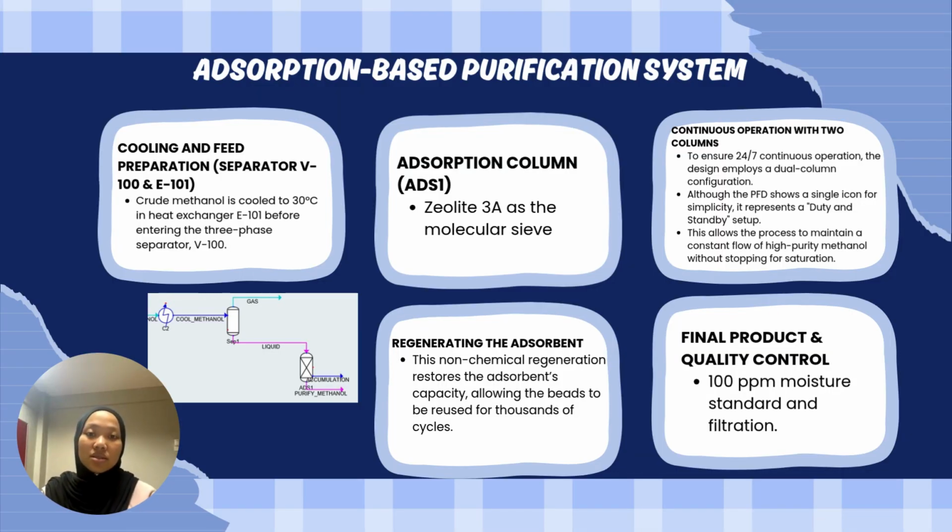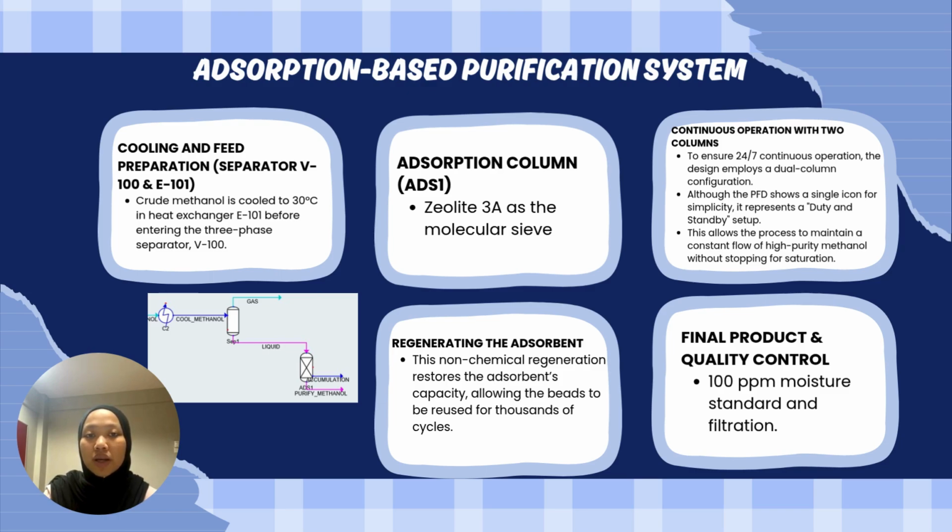We will now discuss the design of the separation system. The primary objective of this section is to transform the crude output from the reactor into high purity industrial grade methanol. For this slide, the absorption-based purification system.